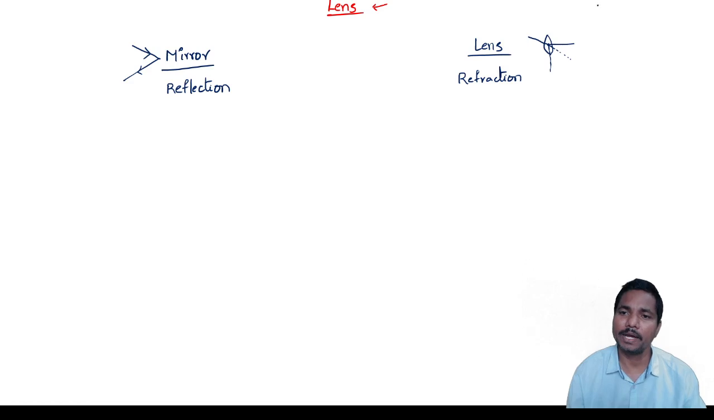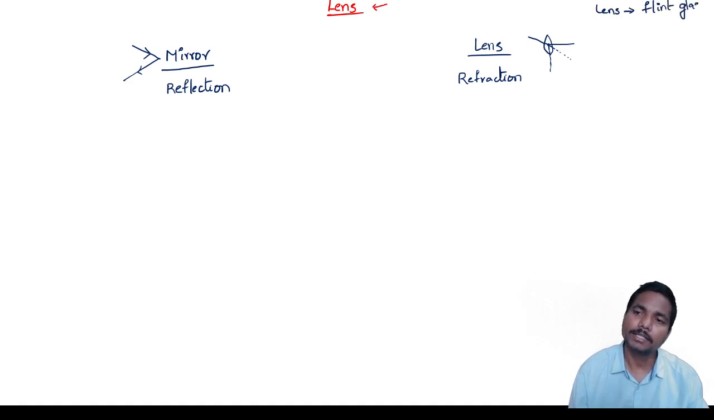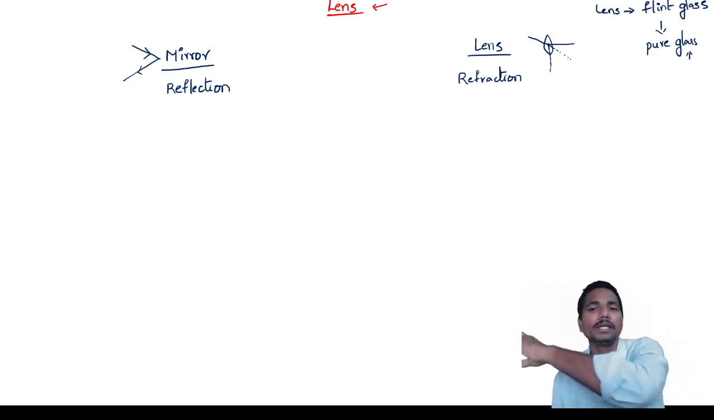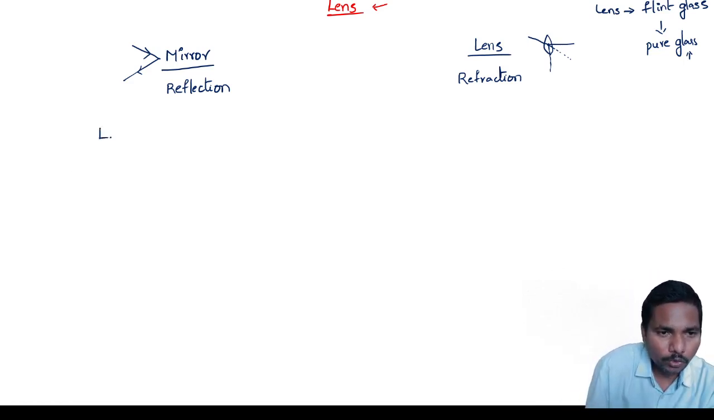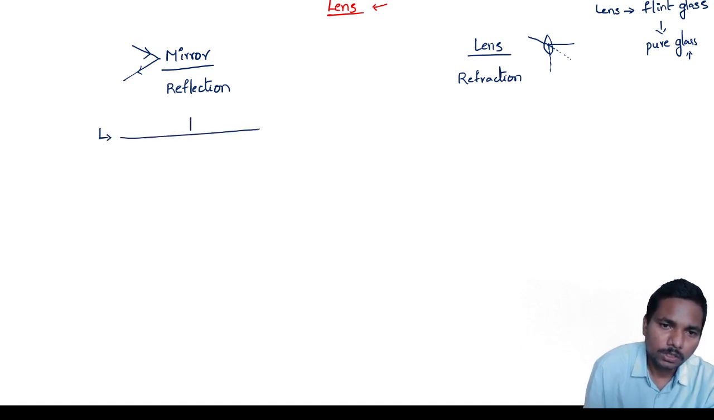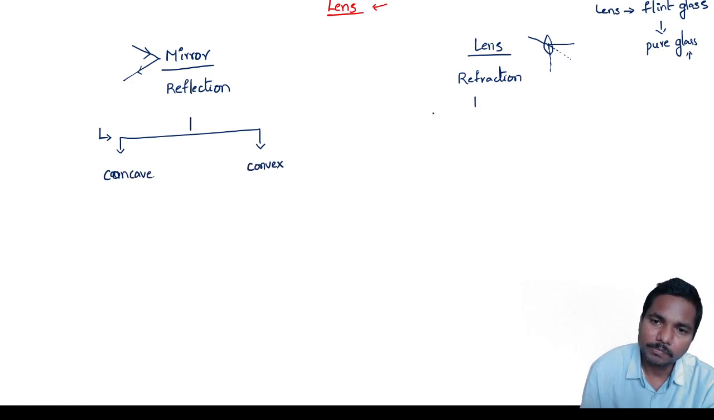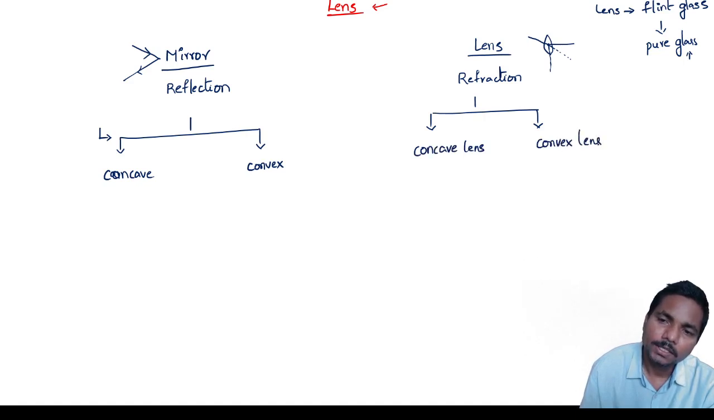These lenses are made with a glass called flint glass, which is nothing but one type of pure glass. So whatever light comes to the lens will flow through that lens. Are you all getting the difference? In the mirrors we have two types. What are those? Concave and convex. Here also it is the same. Lenses also have the same types: concave lens and convex lens.